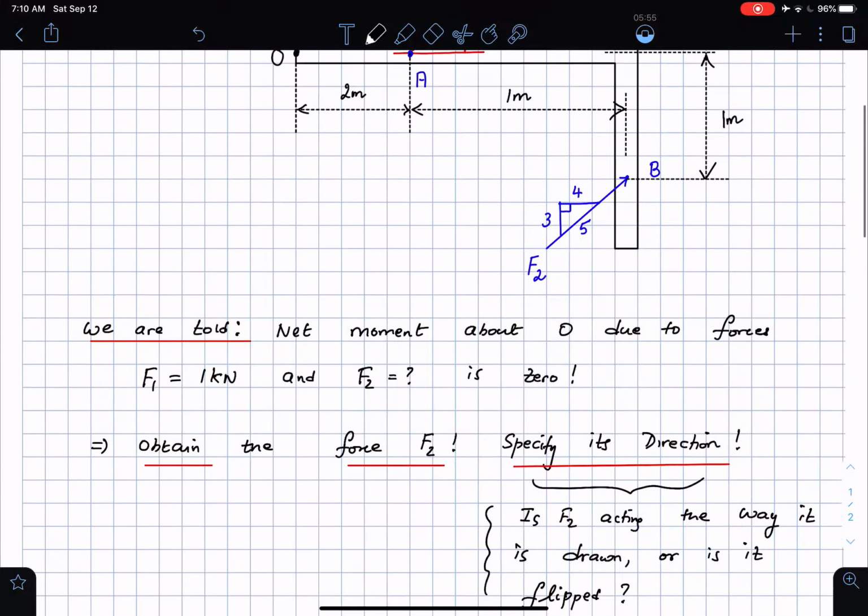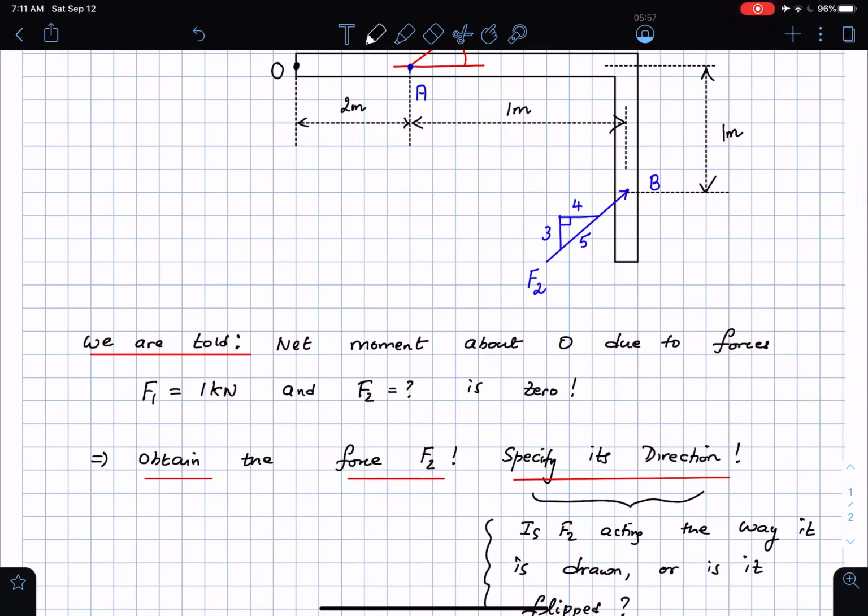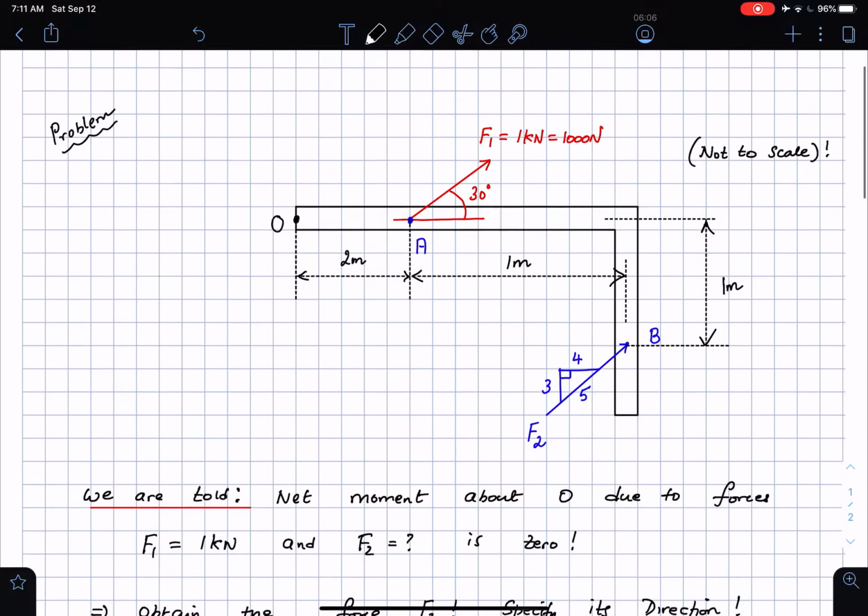Okay, interesting problem. It's different from what we've done in the previous one. So here I'm told that the moment is 0, find the force. In the previous one I was told, okay, here are the forces, find the net moment about the point O. Okay, all right. So what am I going to do?